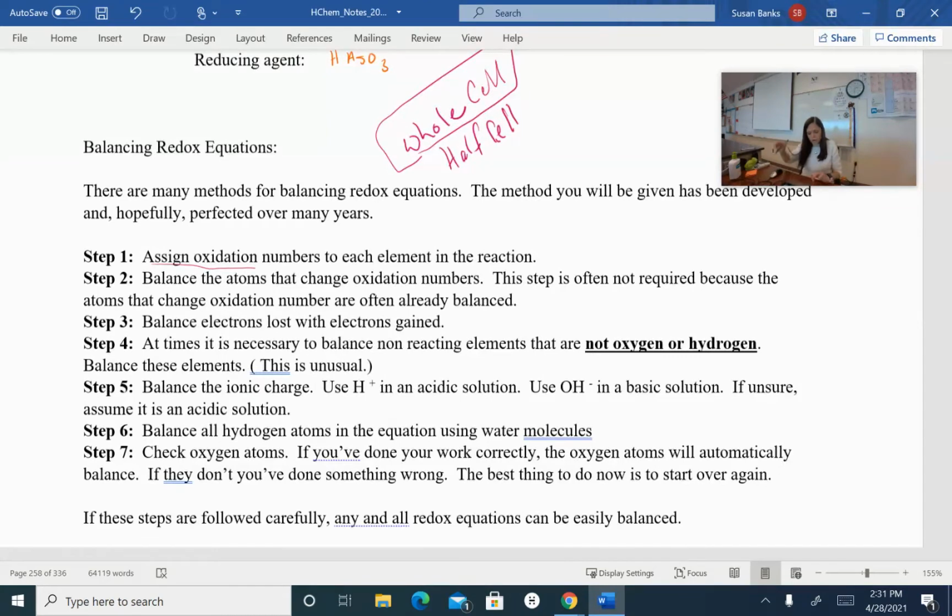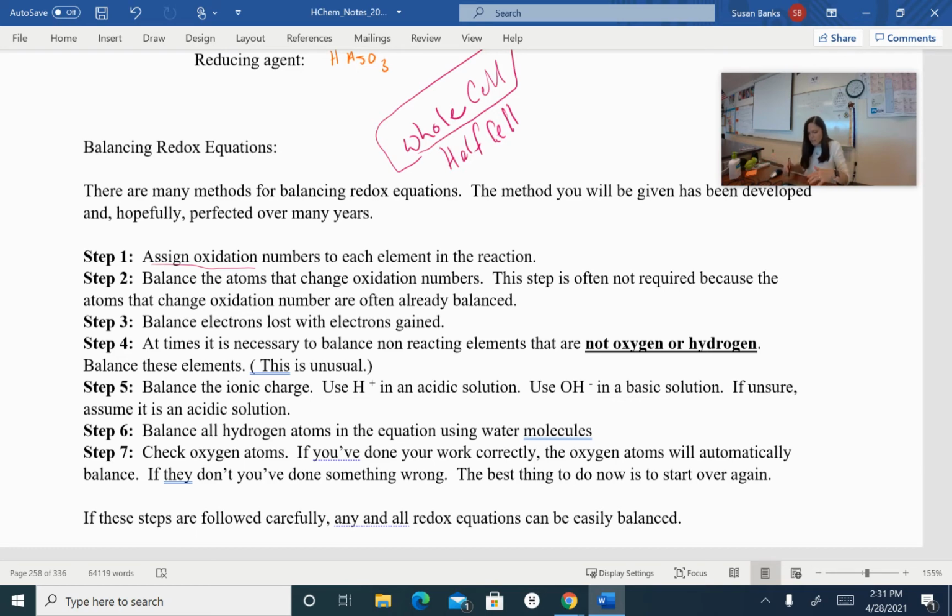And then number four, sometimes it's necessary to balance non-reacting elements that are not hydrogen or oxygen. So this is where you go in and balance the non-hydrogen and non-oxygen elements, okay? This is pretty unusual, but one of our examples will have this, and you'll see this, okay? Then you have to look at the charge. You're going to compare the charge between the reactants and the products. And you need to make sure that they have the same charge, because charge has to be balanced as well.